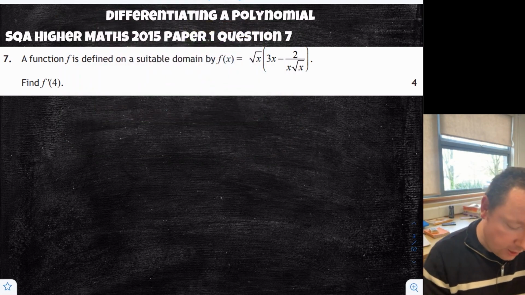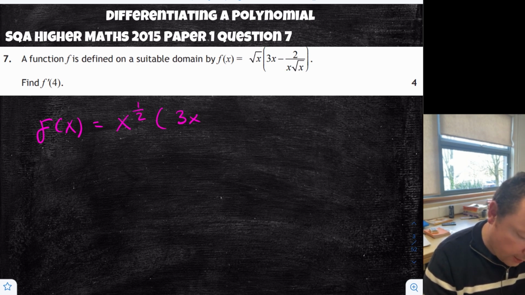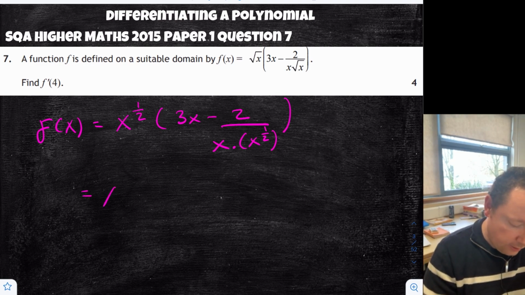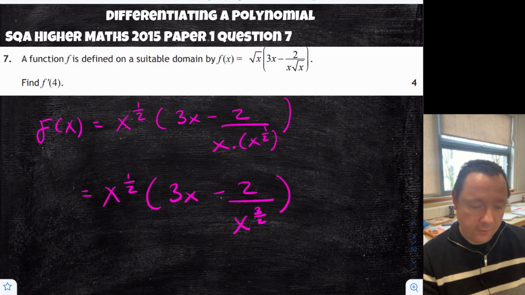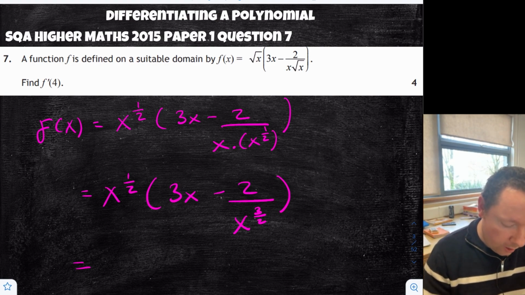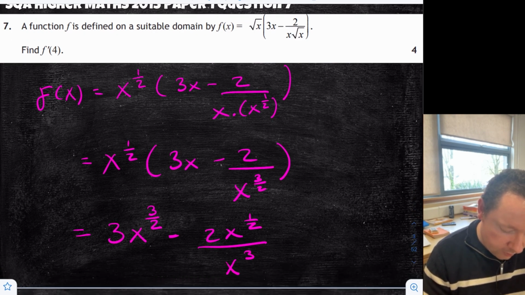So we need to get it ready to differentiate. f of x is equal to root x, which is x to the half, times 3x minus 2, over x times x to the half. So we need to get that all tidied up first. That is x to the half times 3x minus 2 over x to the 3 halves. And then we can multiply our brackets out to get 3x to the 3 halves minus 2x to the half over x to the 3 halves.